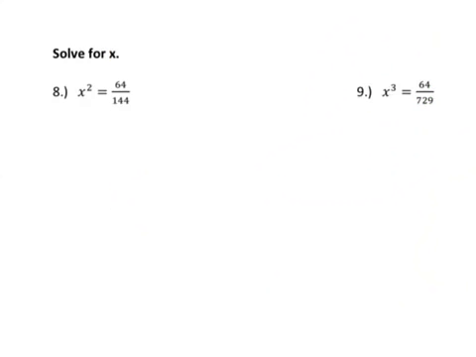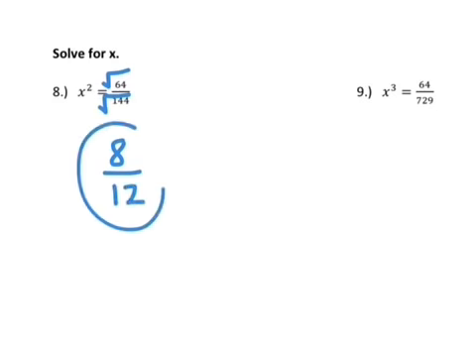Okay, solve for x, and we know that x to the 2nd power is 64, and x to the 2nd power is 144. So to do this, we're going to take the square root. 8 times 8 is 64, and 12 times 12 is 144. The opposite of squaring a number is taking the square root.